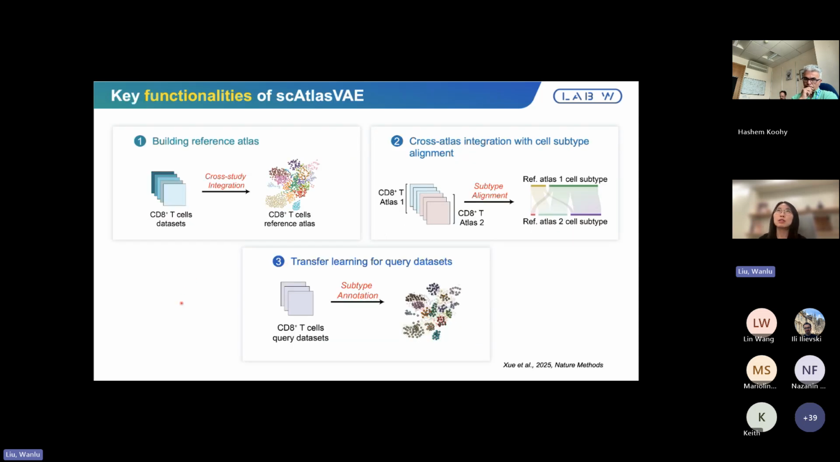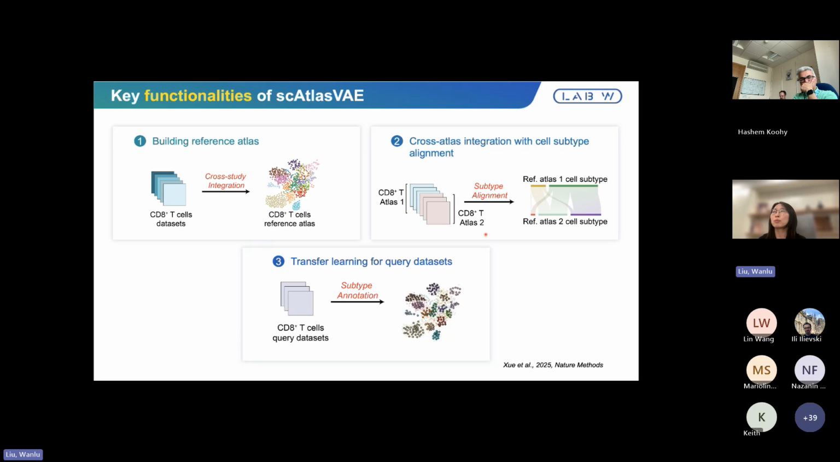So the key functionality of our SC Atlas VAE is, first, it can be used to build a reference atlas. Basically, we have many CD8 T cell datasets, and we can do cross-study integration and get a reference atlas. So this is the basic function.